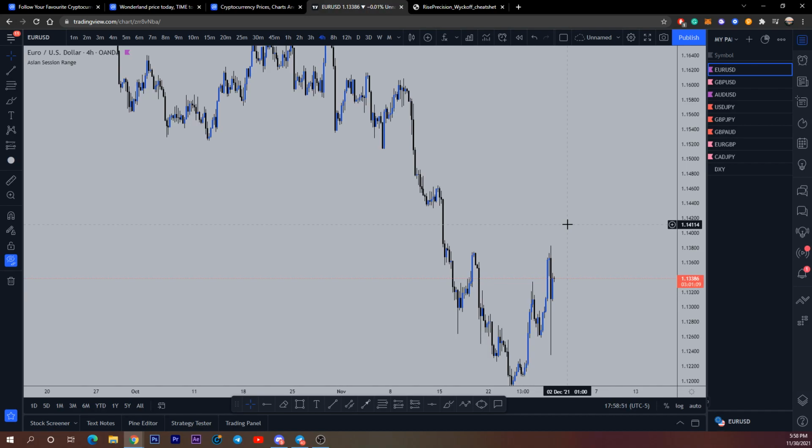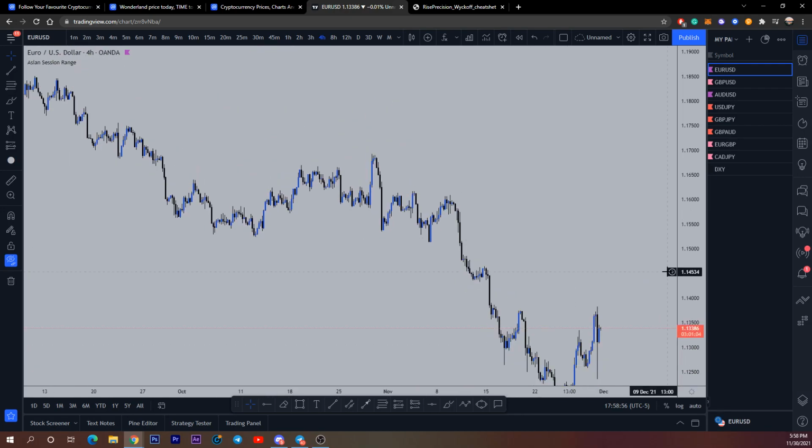So how can you use this when it comes to order blocks and entries and things like that? Well, we're going to have to go in and explain. But before I go into that, right?